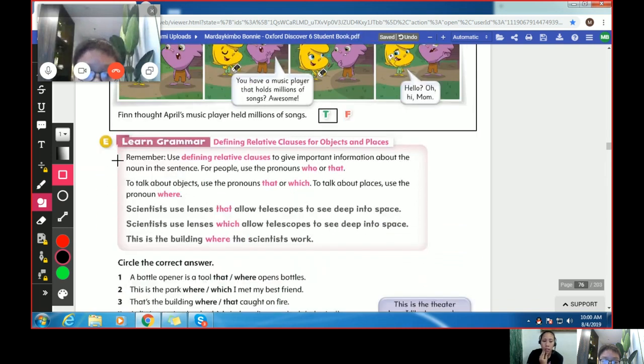So please read this. Learn grammar: using defining relative clauses. Use defining relative clauses to give important information about the noun in the sentence. For people, use the pronoun who. Use the pronouns that or which to talk about objects. Use the pronoun where to talk about places. Very good.